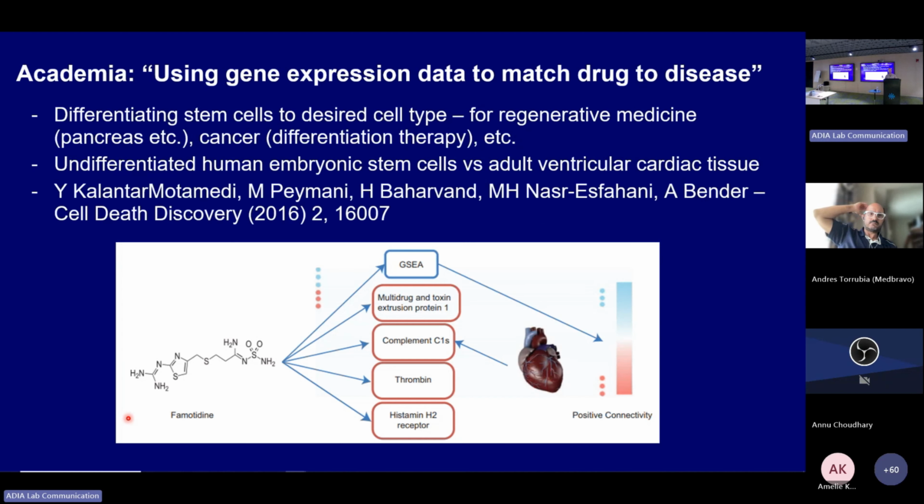Academia, so what we did there is we used gene expression data to match drug to disease. So you can say in a disease, a certain gene is upregulated, and so we need a drug that downregulates that gene. That's a simple view. And generating gene expression data is actually quite simple to do. And we did that in many areas.